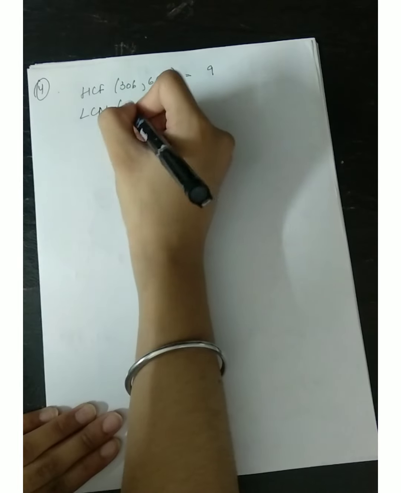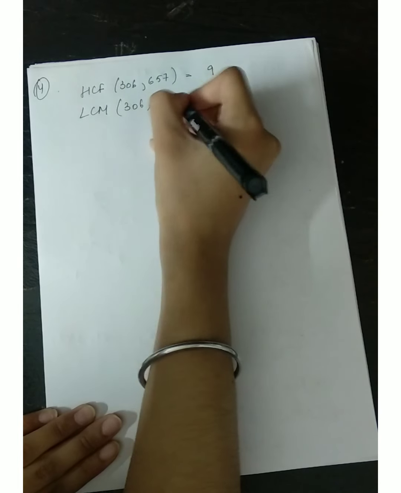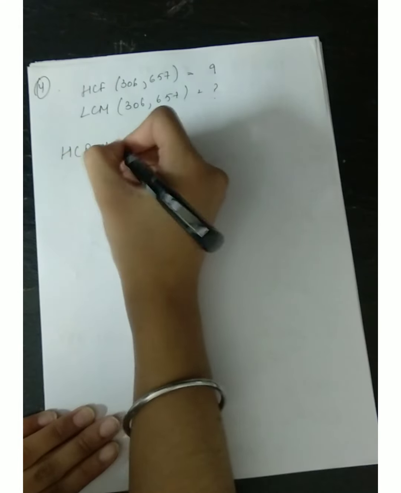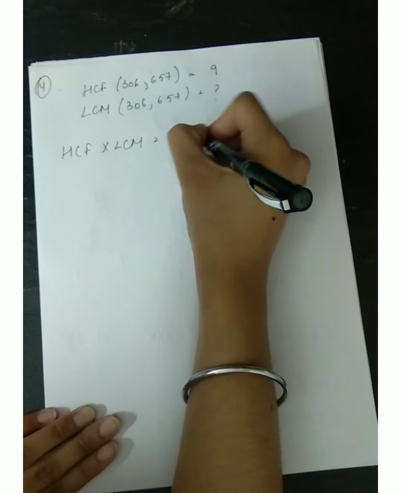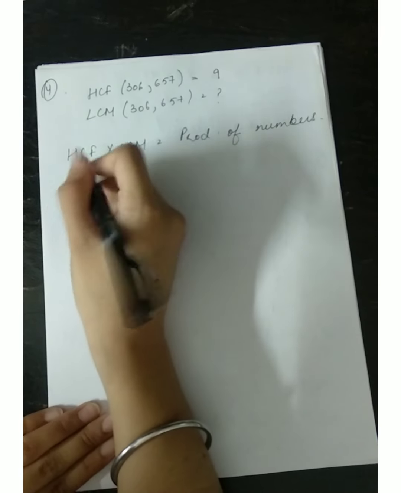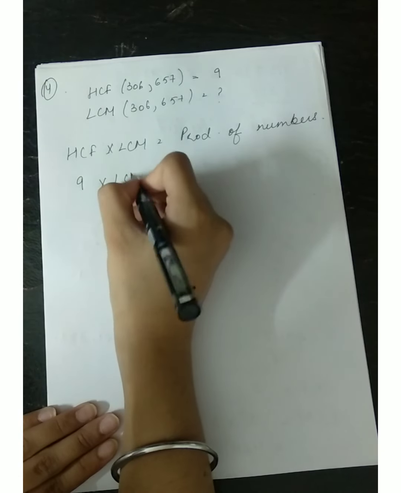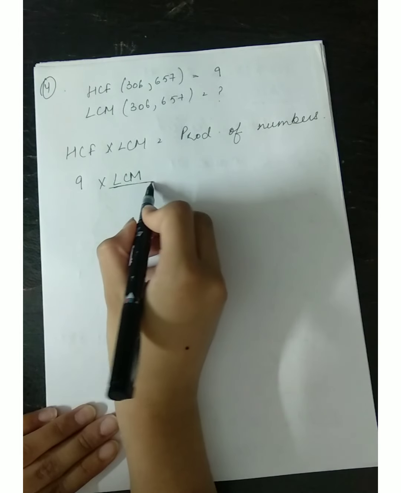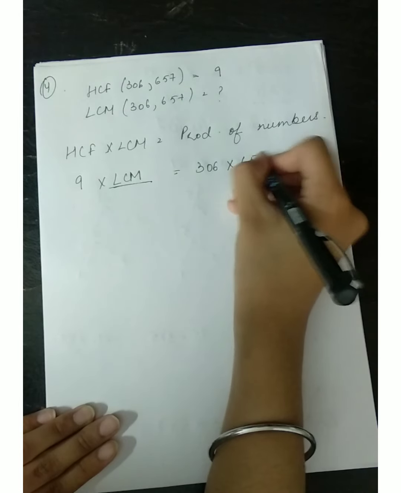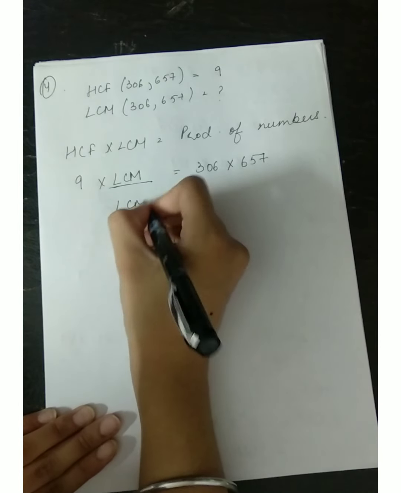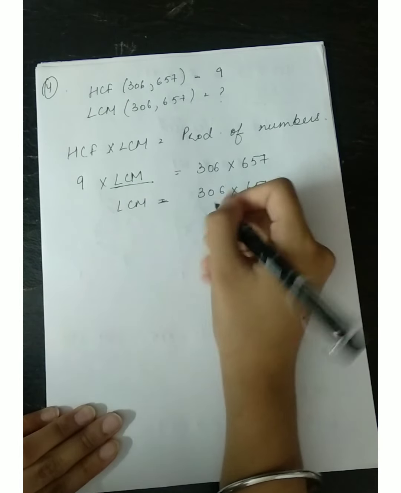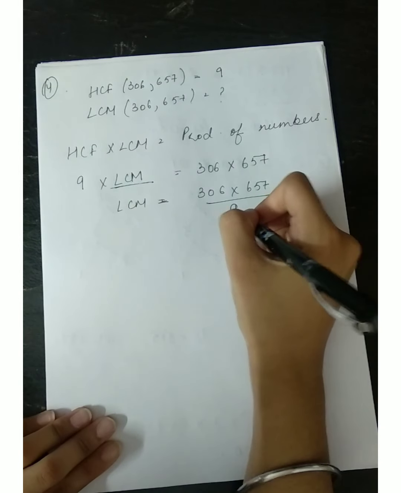We have to find LCM of 306 and 657. Now we will be using the formula HCF into LCM is equal to product of numbers. Now our HCF is 9 and LCM is, and we will be writing LCM as it is, and product of numbers is equal to 306 multiplied by 657. LCM is equal to 306 multiplied by 657 divided by 9.